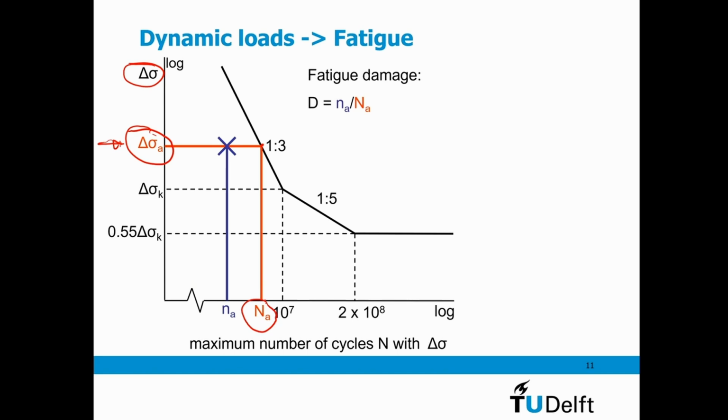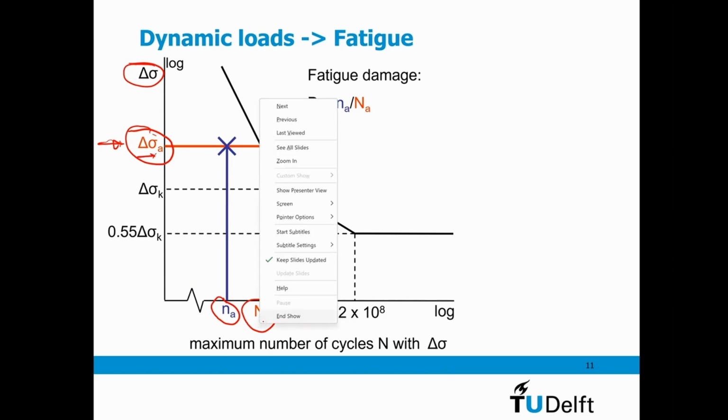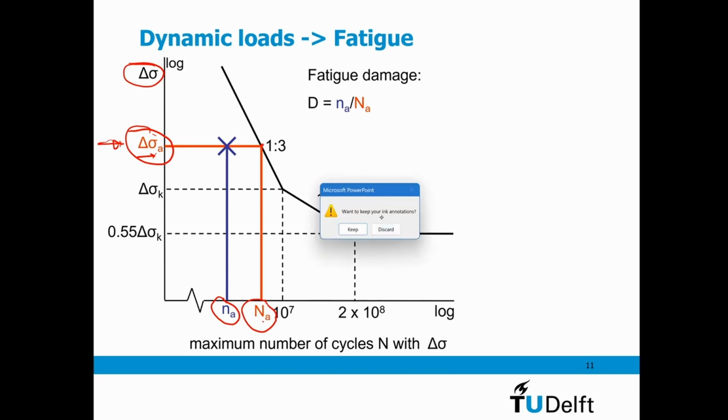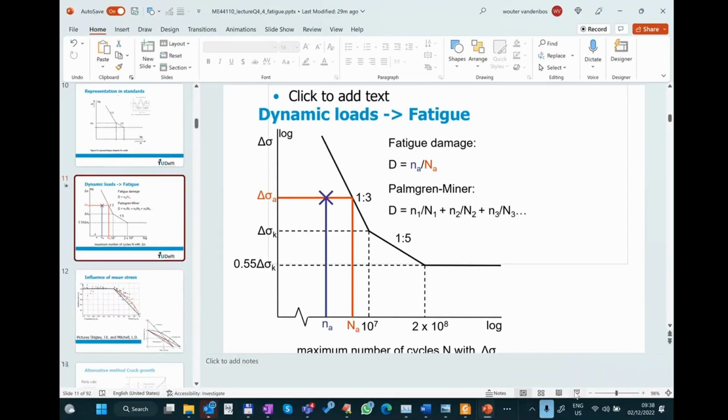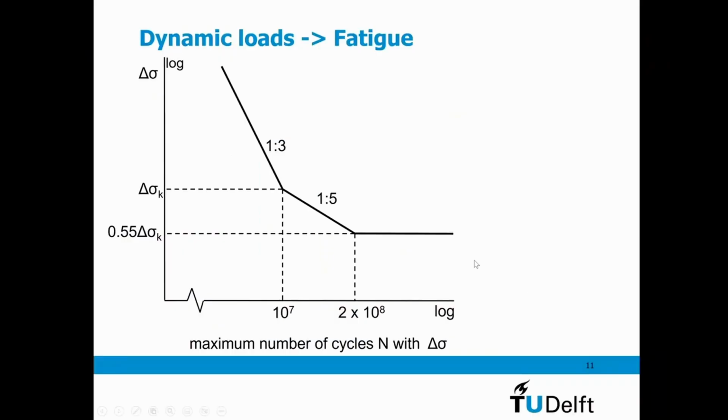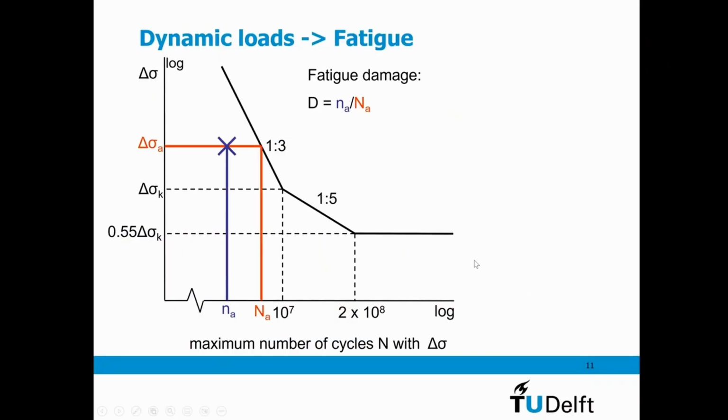And what is that consumption? So the damage you create is the number of cycles with that stress level divided by the number of cycles which lead to failure. So the quotient between the two, that is what we call the damage over time.